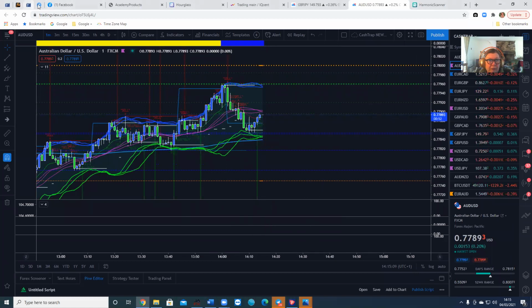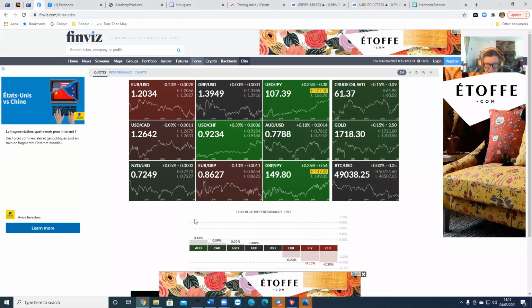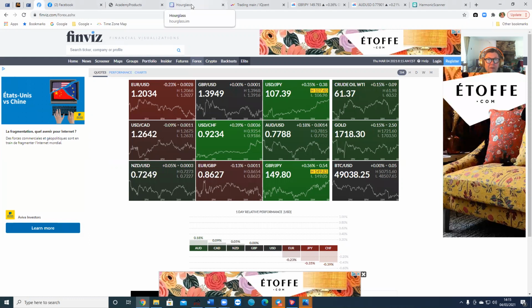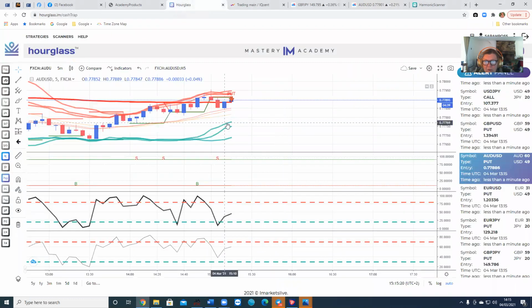This is Audusd. If I come over to the FinViz currency, you can see Aud is stronger there. That's Australian dollar than the US dollar. So I'd want to be buying that. Come over to HourGlass, which is our strategy. 4 minutes 38 left on this 5-minute candle. It's given me a put, which is a sell.